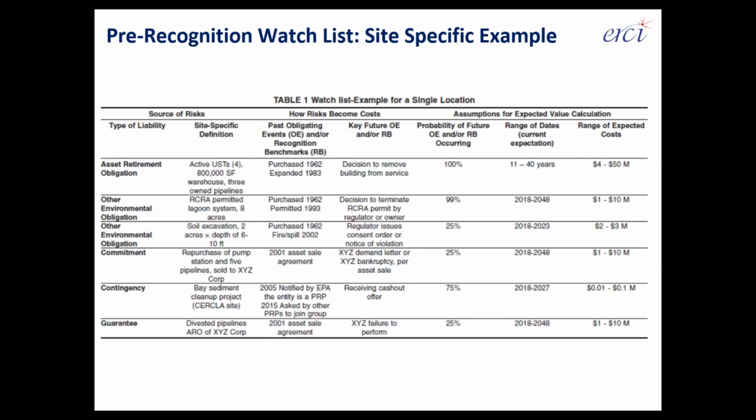The next three columns over on the right half of the graph are assumptions for expected value calculation, not always indicated, not always even possible. But we found through trial and error, again, that the probability of that future obligating event or recognition benchmark occurring is an important metric to at least be aware of, if not actually estimate. And then the range of dates and the range of expected costs enable a calculation of an expected value based on those three factors. And it's a fairly straightforward mathematical exercise within Excel to document a watch list in this way. And again, it's a tool that we've seen used and applied through a variety of portfolios over the last 18 to 20 years.